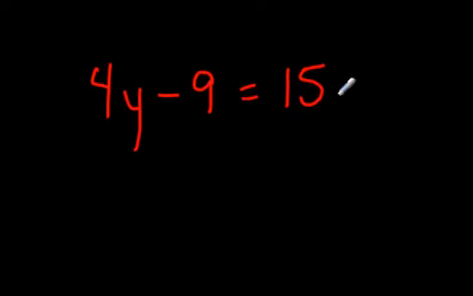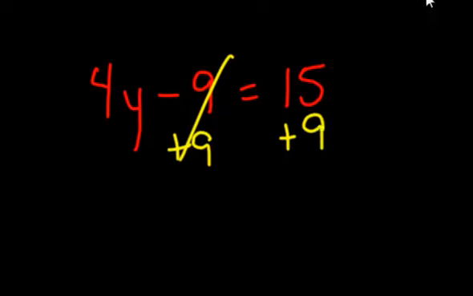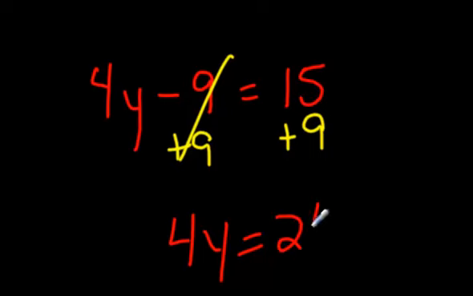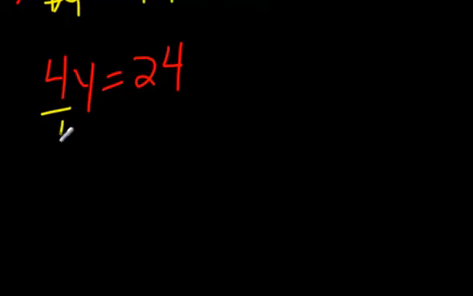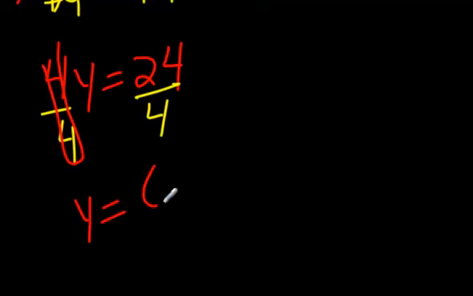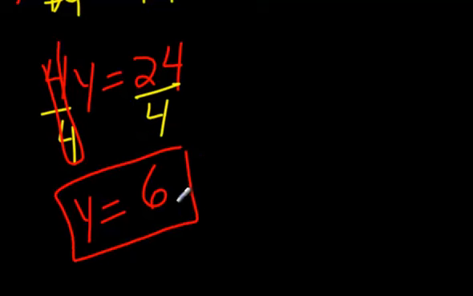4y minus 9 equals 15. Remember, don't do the dividing by 4 first. Start by just saying, I want to get rid of this negative 9 here. What's the opposite of negative 9? Plus 9. Do the same thing to this side. That cancels. We're left with 4y equals, what's 15 plus 9? 24, I believe. Okay, want to get rid of this 4 to finish off the problem. Divide both sides by 4. That cancels. So you get y equals 24 divided by 4, 6. Done the question.